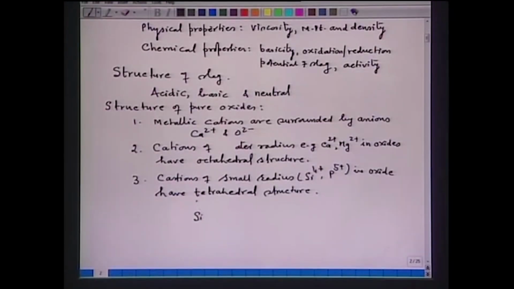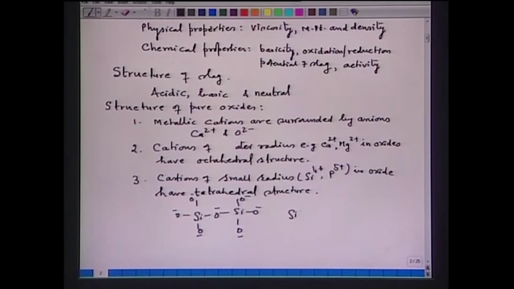For example, if you take SiO2, in the SiO2 each silicon atom is surrounded by 4 oxygen ions and each oxygen ion is surrounded by silicon. For example, this is the silicon, it is surrounded by 4 oxygen ions and each oxygen is surrounded by 2 silicon atoms. So, this structure repeats in 3 dimensions and gives us the oxide SiO2, which is electrically neutral.